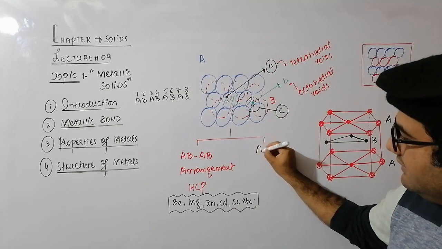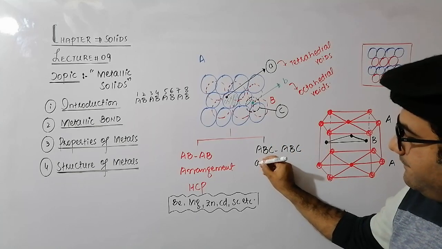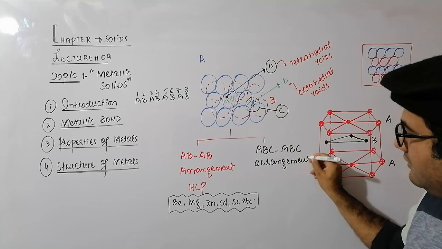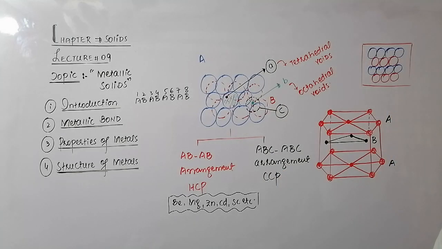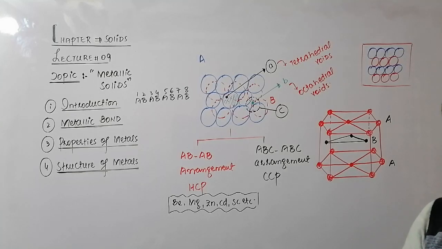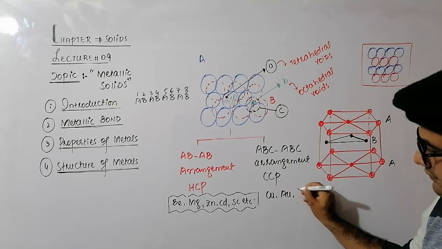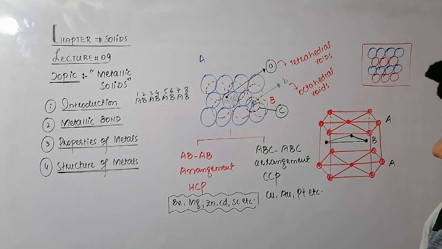This is called the ABC arrangement of atoms, or it may also be called the cubic close packing. Now there are so many metals that show this ABC arrangement, just like copper, gold, platinum, etc. These are the famous metals that follow this structure.